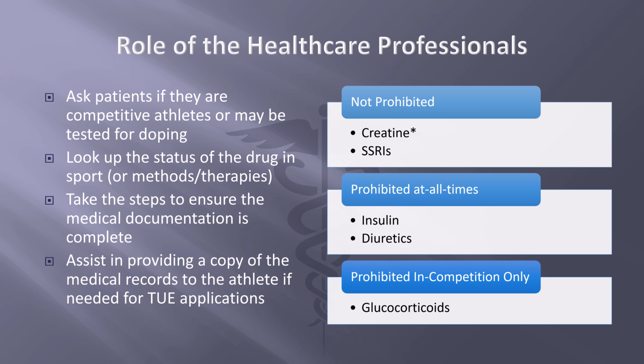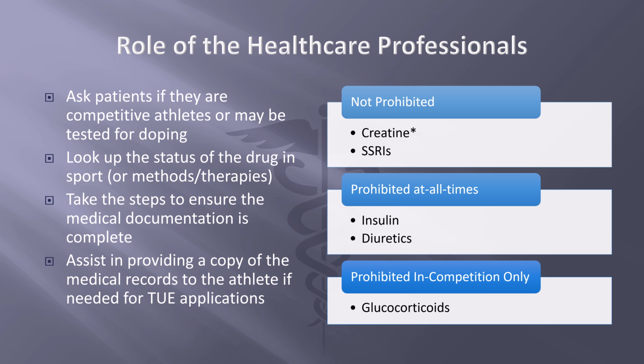In our role as healthcare professionals who are working with athletes that might be tested, one of the first things we want to do is actually identify who those athletes are. Who are our patients that might be competitive athletes or might be tested for doping? And then when we're working with those patient athletes, look up the status of the drug in sport each time and verify that the method, the route of administration, or the specific therapy is not otherwise restricted or prohibited in sport.